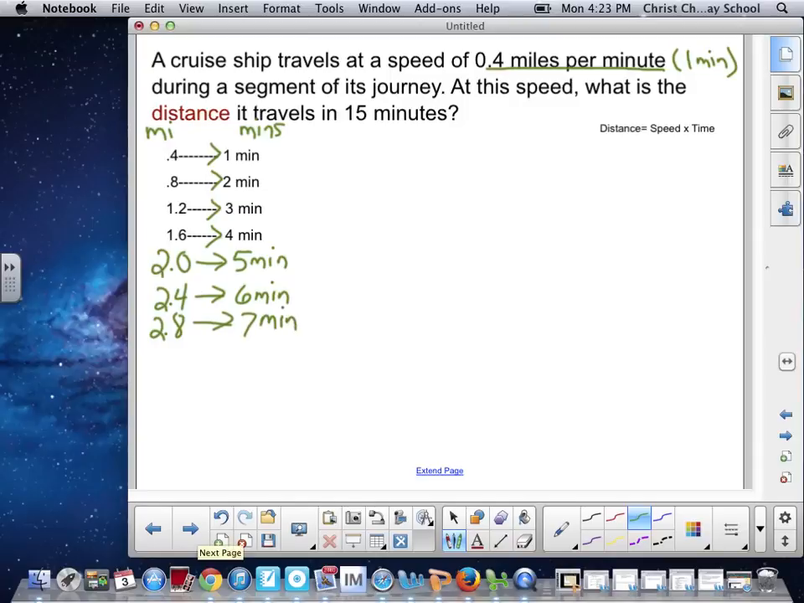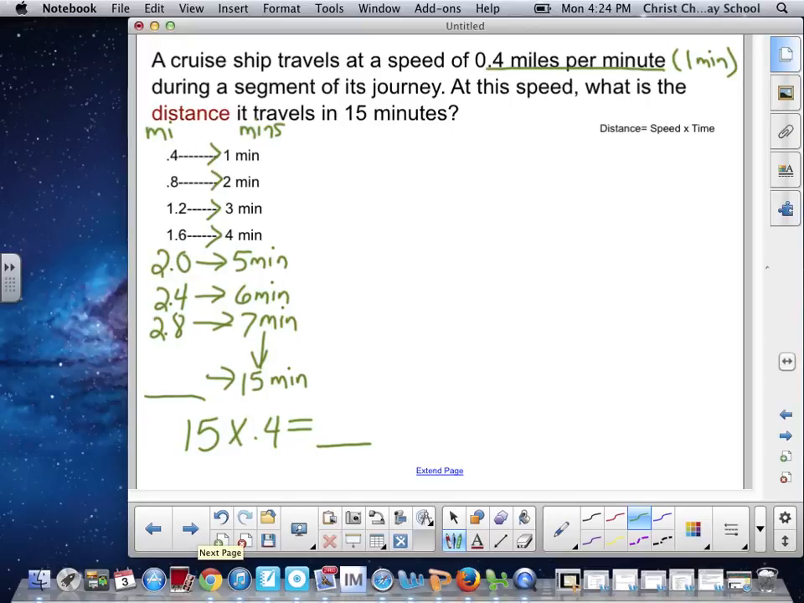Well, I can keep going all the way to 15 minutes, and I can keep adding 0.4 and 0.4 and 0.4, and I will get the distance at 15 minutes. Or a shortcut is I could just say 15 times 0.4, and I get blank.